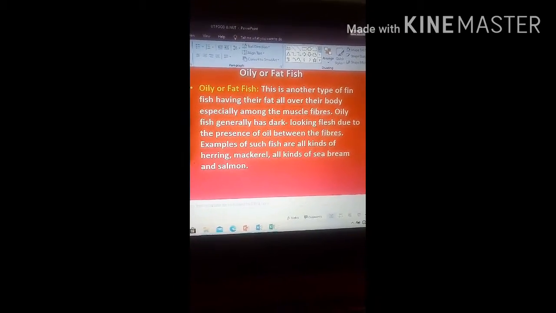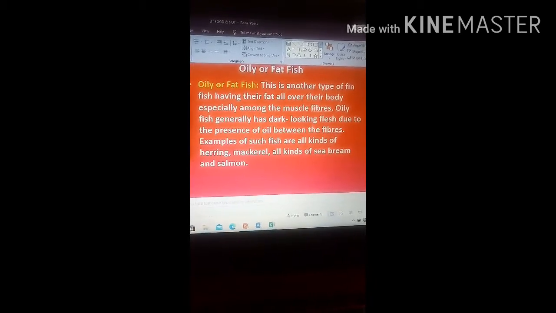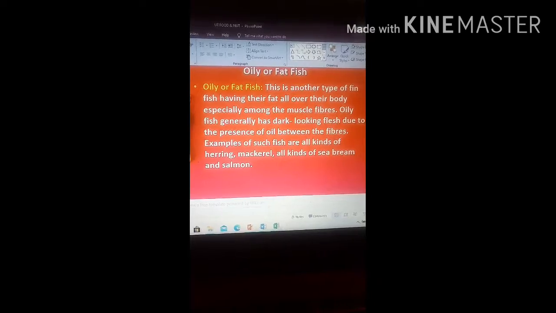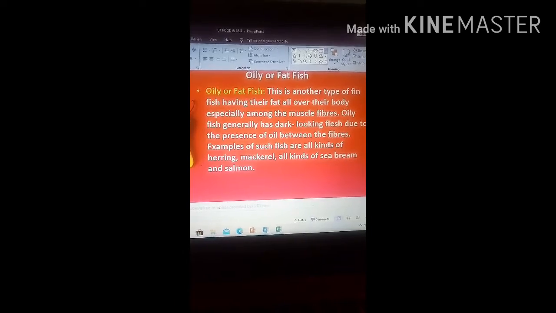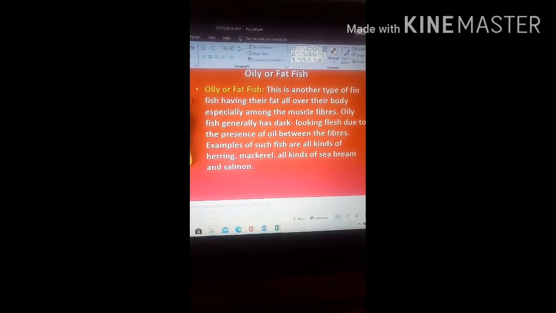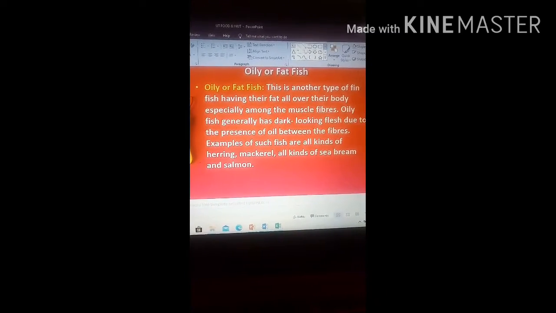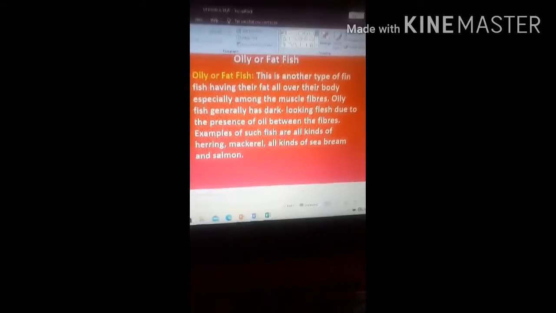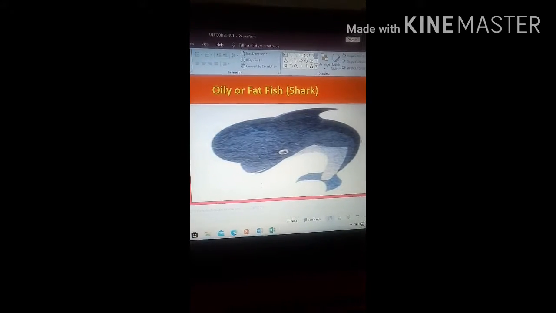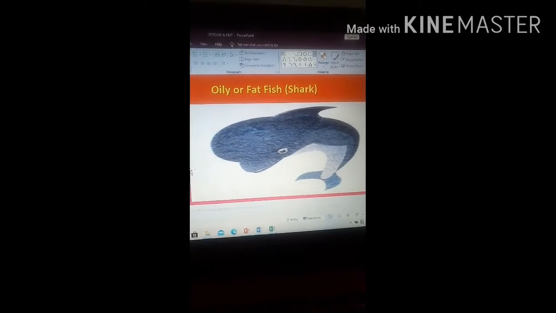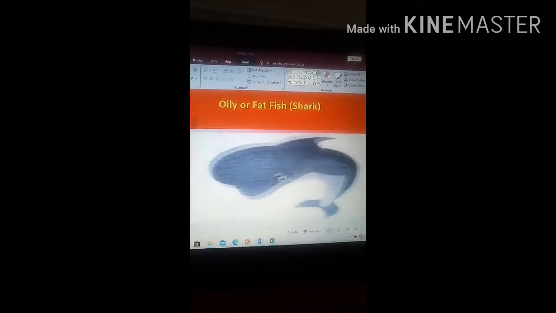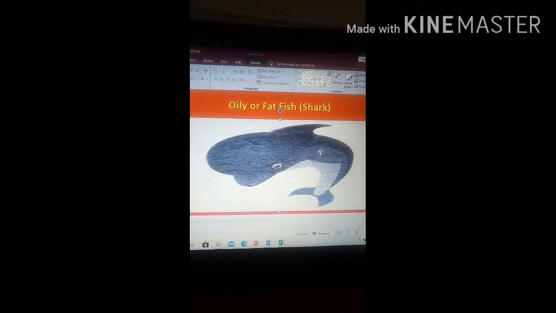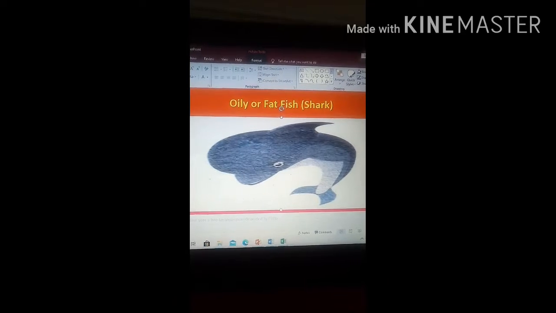Oily or fat fish is another type of fin fish, which have their fat stored all over their body, usually among the muscle fibers. Oily fish generally has dark looking flesh due to the presence of oil between the fiber. Examples of such fish are all kinds of herring, mackerel, sea bream and salmon. So let's see. This is an example of oily or fat fish. This is shark. So shark is oily or fat fish, and you can see that its body is dark because of the oil that is present in their liver.